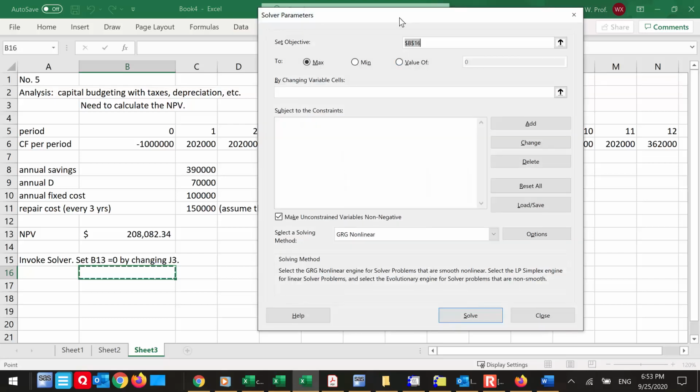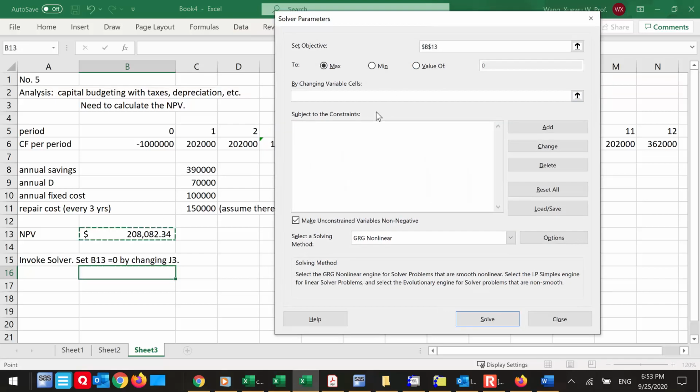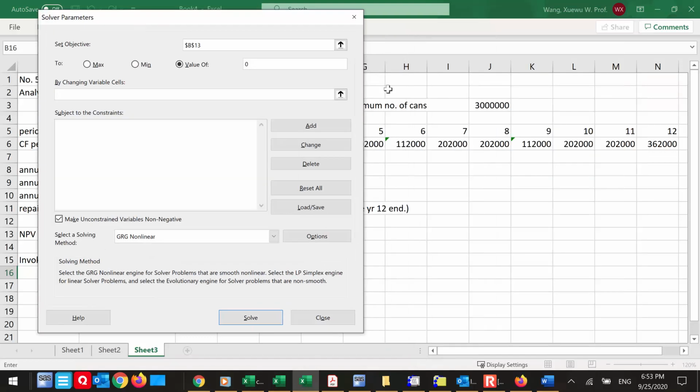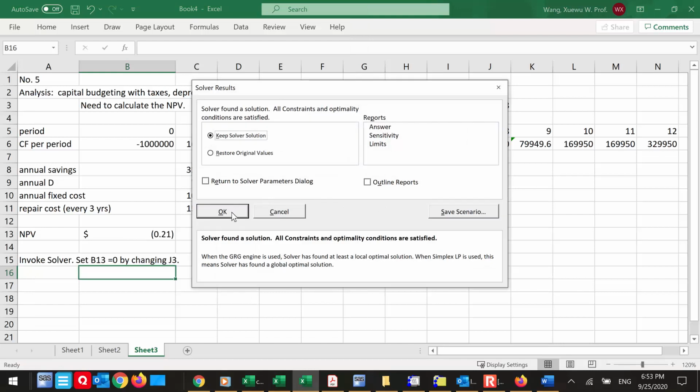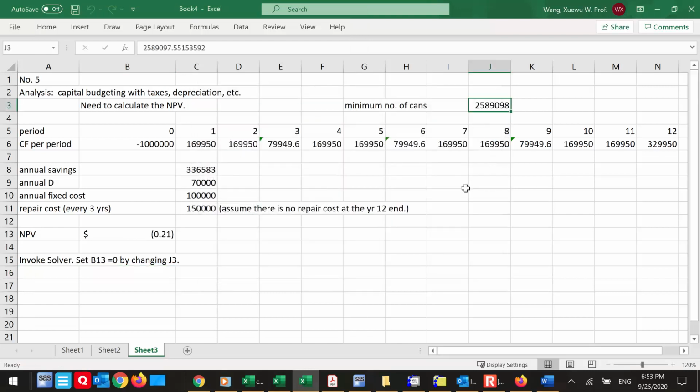So I'm going to bring up Solver here. That's my objective cell, and I'm going to do this by changing my guess. So click solve. Solver says I found a solution here. In order for you to make it break even, you should at least produce essentially this number of cans.